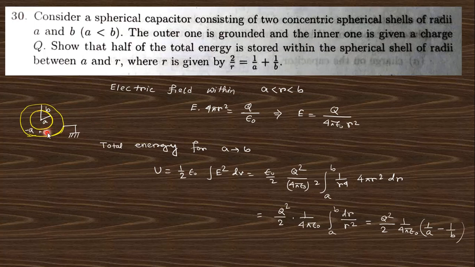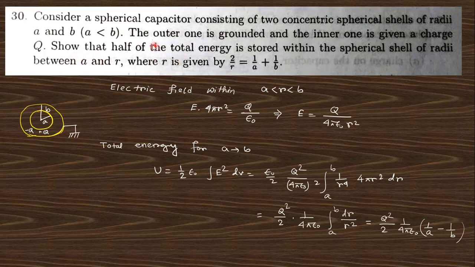The inner surface has plus Q charge given, so the induced charge on the inner surface of the outer sphere will be minus q, and the outer surface will be plus q, which is towards the ground, right? So it goes to the ground.